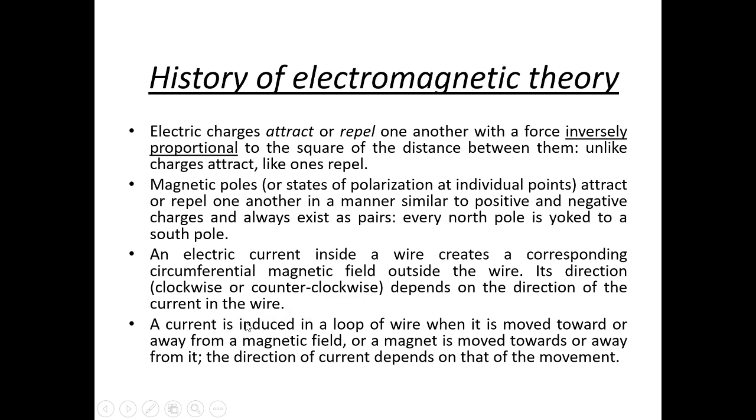A current is induced in a loop of wire when it is moved toward or away from a magnetic field, or a magnet is moved towards or away from it. The direction of current depends on that of the movement.